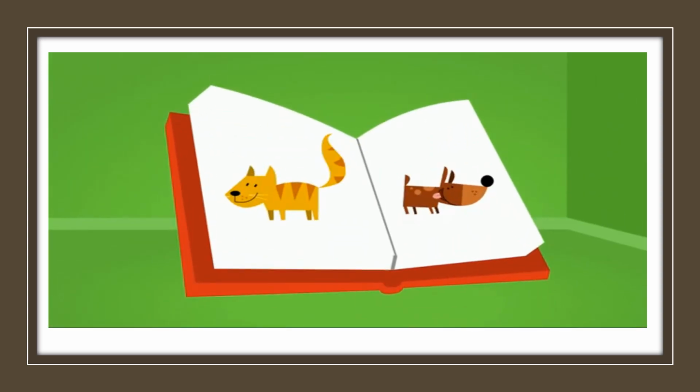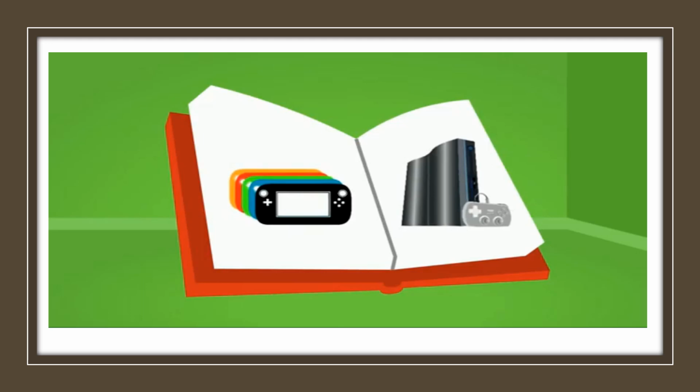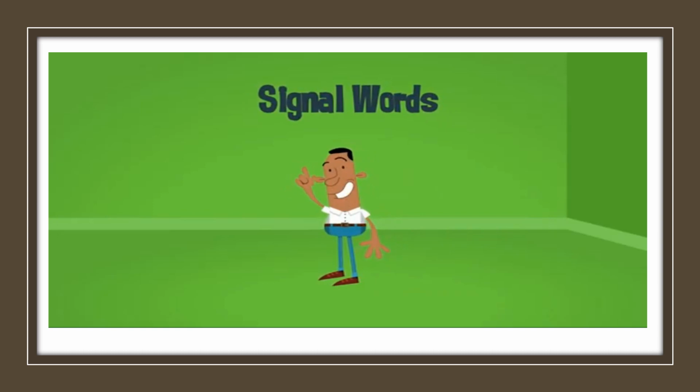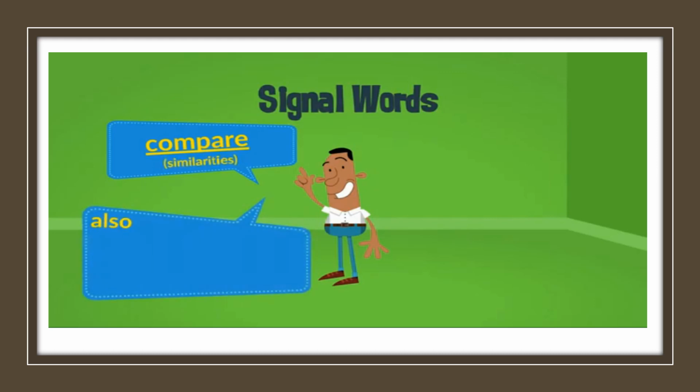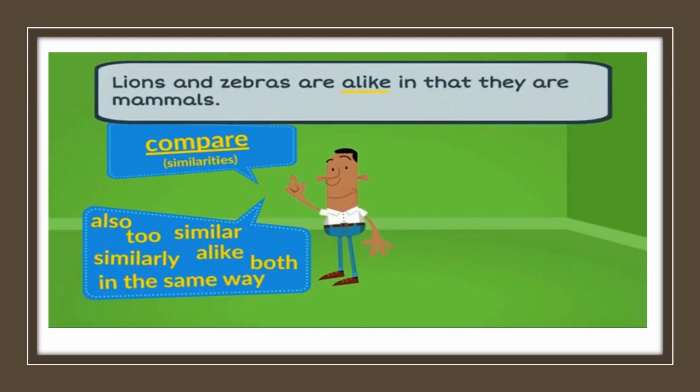Authors often compare and contrast ideas and subjects within texts, and it's our job to make sense of the comparisons they've made. Identifying signal words within texts makes comparing easier. Let's have a look at some words that authors use to compare and contrast. These words or phrases are used to compare, in other words, to highlight similarities. Also, too, similar, both, alike, same, similarly, in the same way. For example, lions and zebras are alike in that they are mammals.